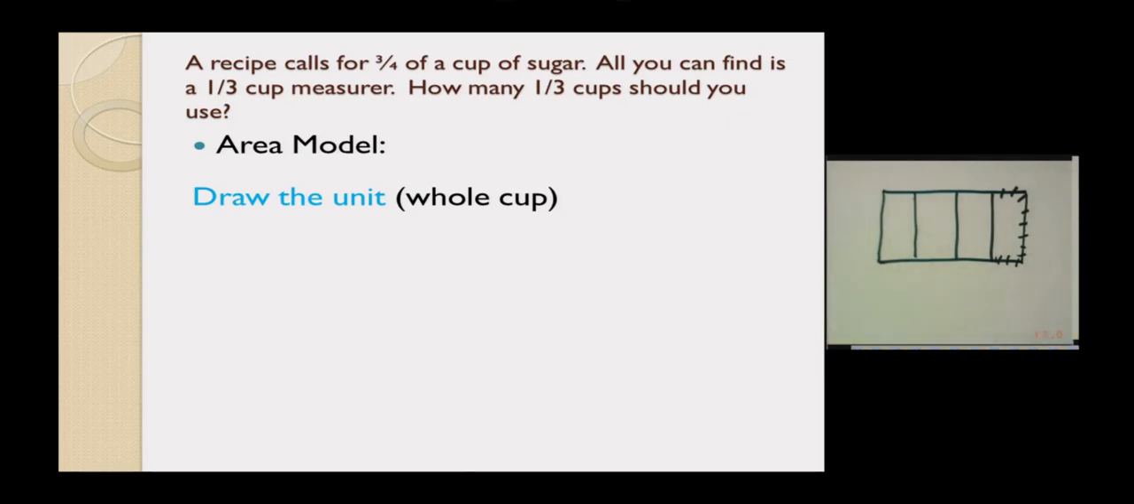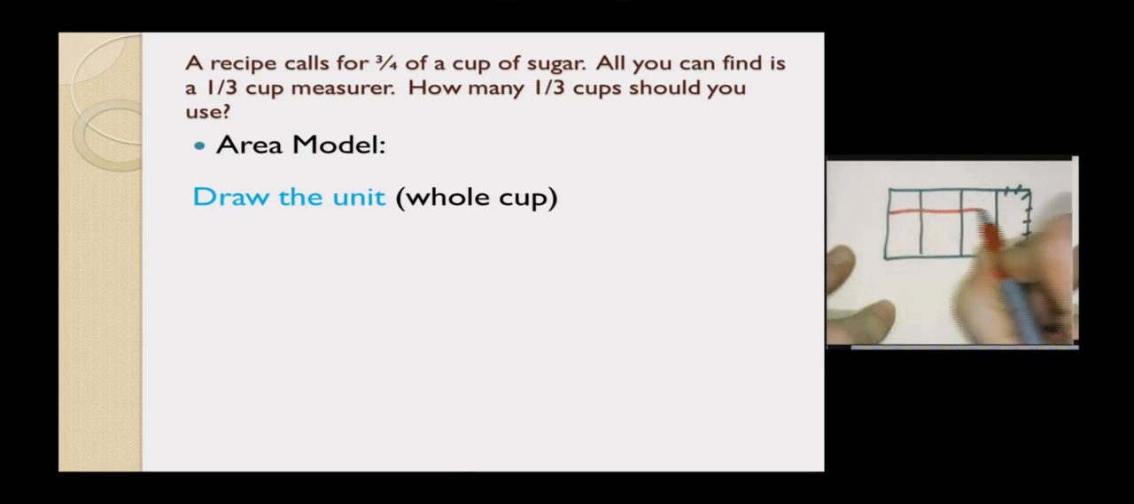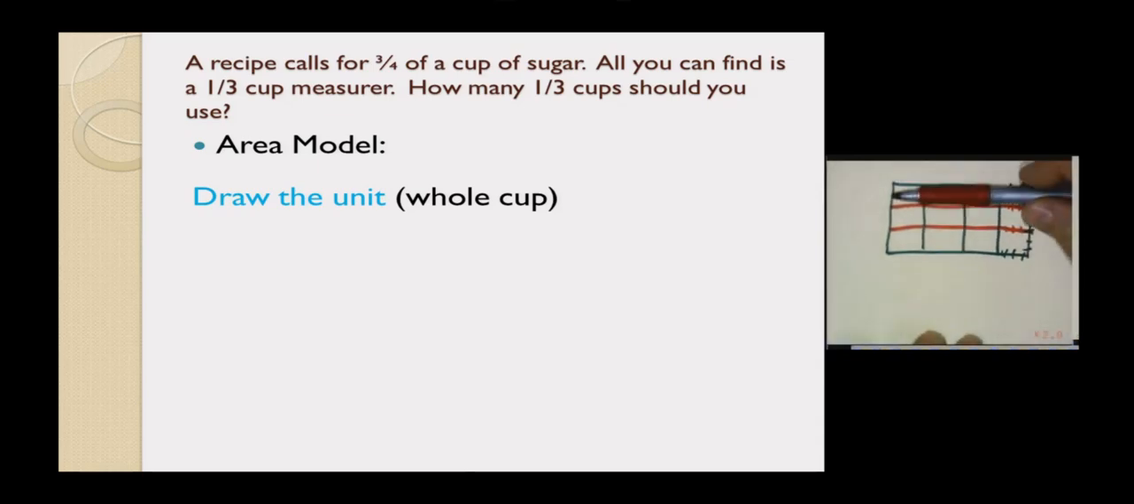And it says all I can find is a 1/3 cup measure. Well, I need to know what a 1/3 cup looks like. So I'm going to subdivide the cup into thirds, into 3 equal pieces, noticing I don't have any sugar out there. But I do see that a 1/3 cup here is 1, 2, 3, 4 pieces. So if I fill up a 1/3 cup and pour it in, it's going to fill up 4 pieces.